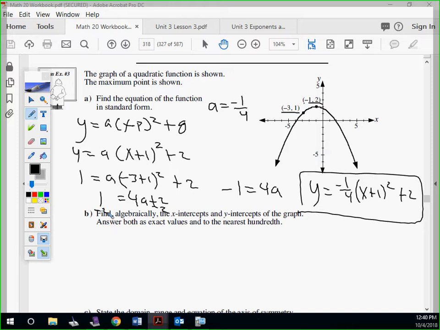How did you know that negative 1 and 2 was for p and q? Like how do you know the difference? It says the maximum point is shown. That's the maximum point.